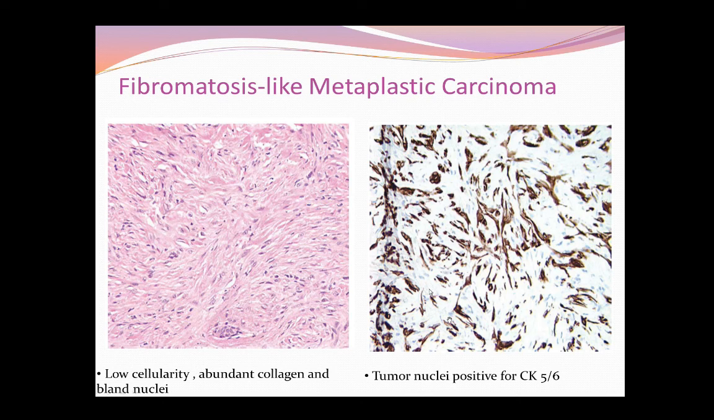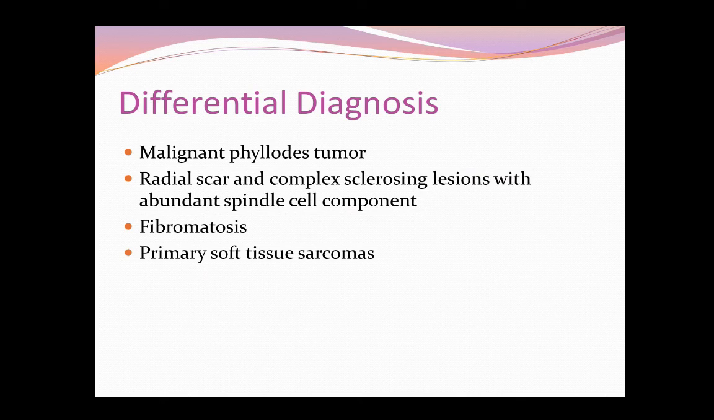And this is the same figure that shows these tumor nuclei are positive for CK5 and 6. The differential diagnosis is malignant phyllodes, radial scar or a complex sclerosing lesion with abundant spindle cell component, fibromatosis, especially the low-grade one, and the primary soft tissue sarcomas. In fact, for any spindle cell lesion, the differential is metaplastic carcinoma because they are so heterogeneous in appearance, from bland to highly malignant.